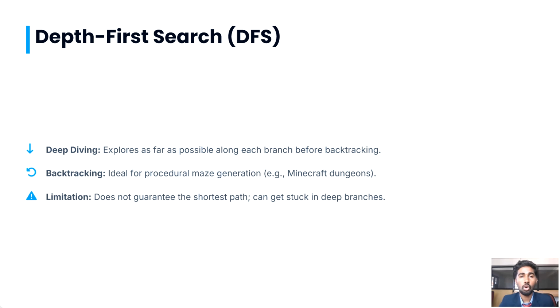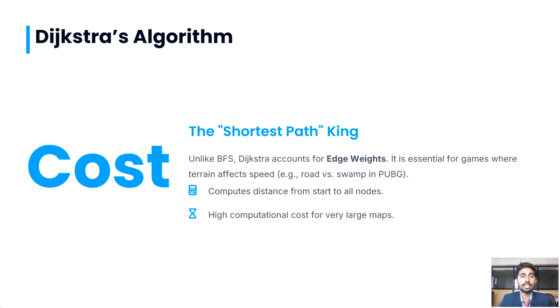Depth first search or DFS goes deeply into one path before trying another. It is useful for exploring areas like a maze, but it may not always find the shortest path. Next, we have Dijkstra's algorithm. It finds the shortest path when we have different costs. For example, walking on a road may be faster than walking through mud or water.